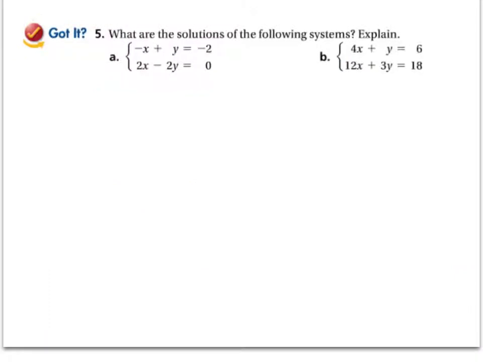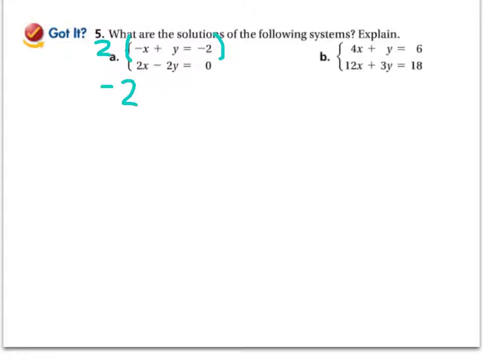Looking at the got it question, we can make something an opposite pretty easily here, right? How could I make negative x the opposite of 2x? What would I multiply by? Josh? 2. Very good.